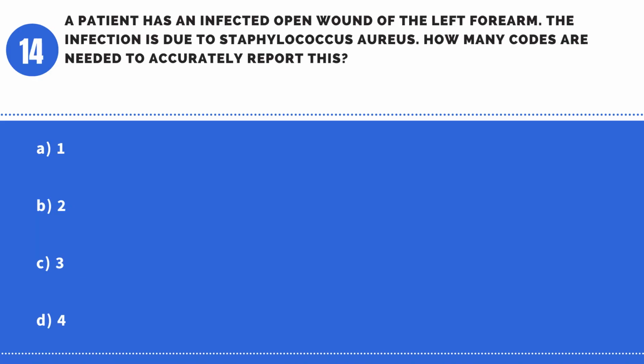Question 14. A patient has an infected open wound of the left forearm. The infection is due to Staphylococcus aureus. How many codes are needed to accurately report this? A. 1. B. 2. C. 3. D. 4.